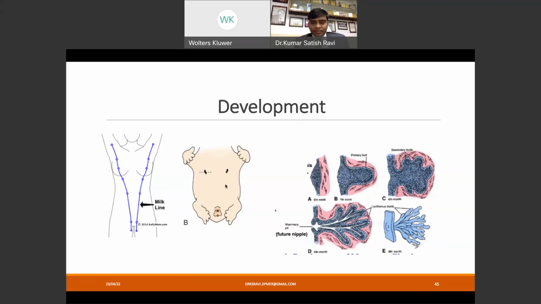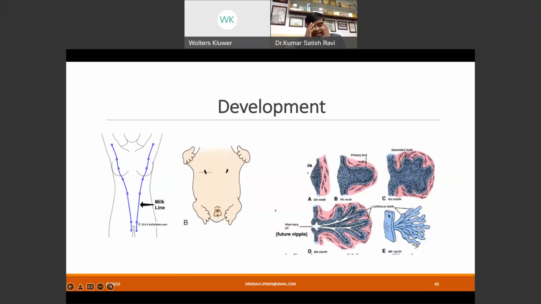Now, in this diagram you can see this is the primary bud. Further, there will be development of secondary buds, 15 to 20 in number, that will grow down from the floor of the pit. These buds will further divide and subdivide to form the lobes of the gland.